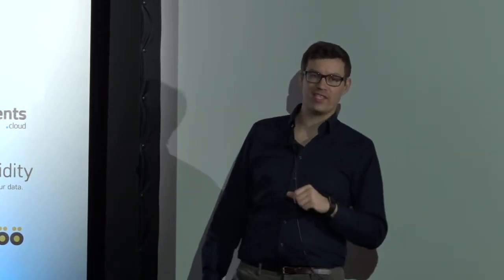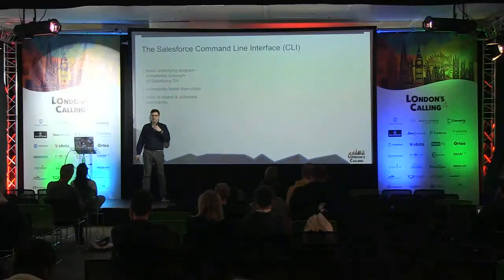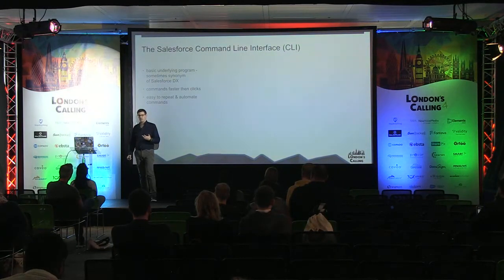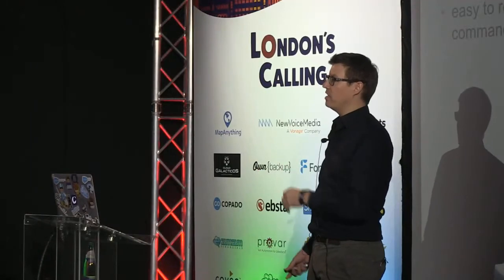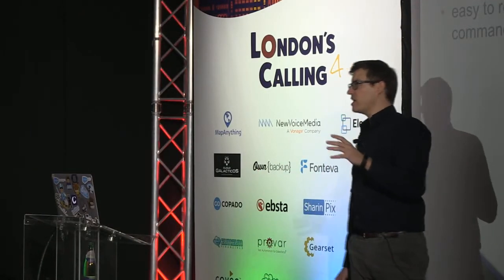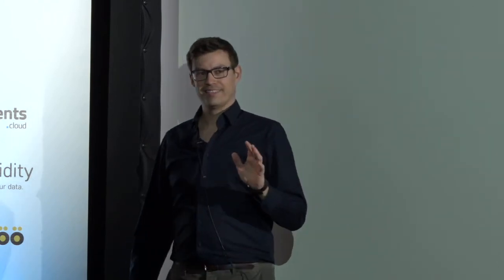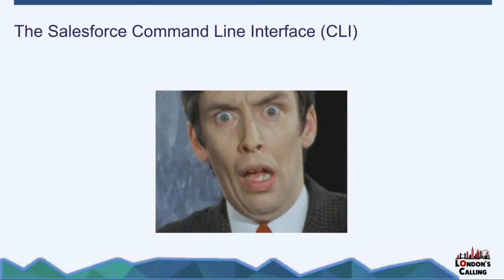Why is a CLI cool? Commands are mostly faster than clicks, and commands can easily be repeated and automated. So if you have done it once, you can just repeat and automate it every time you need. And this is actually what a command line looks like. Okay, I see you. So no worries.